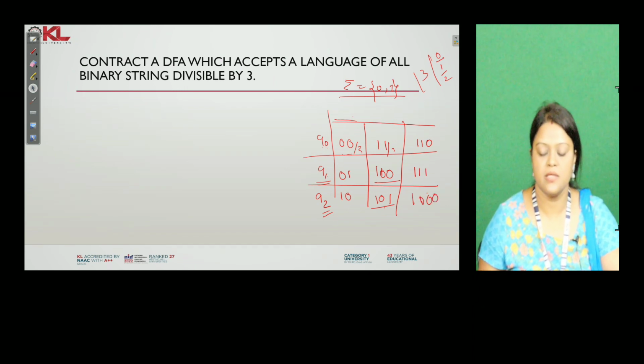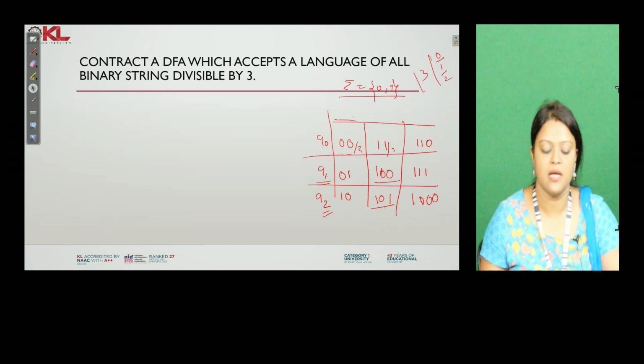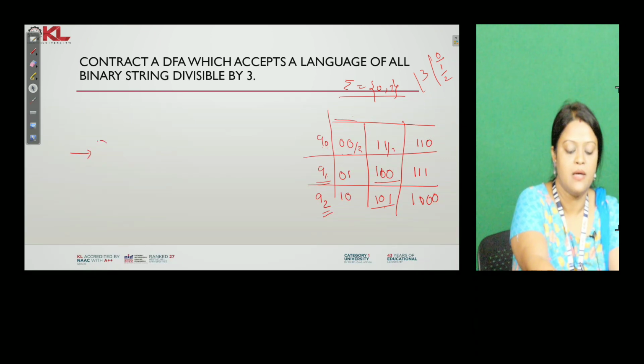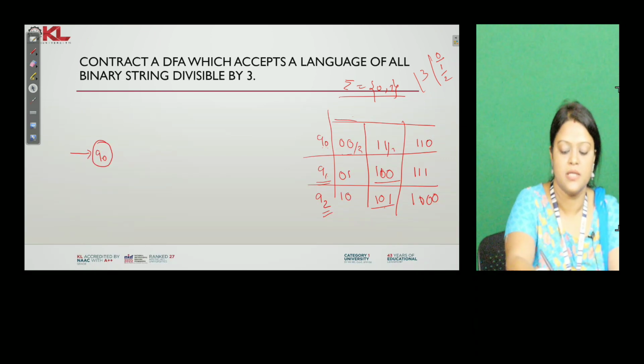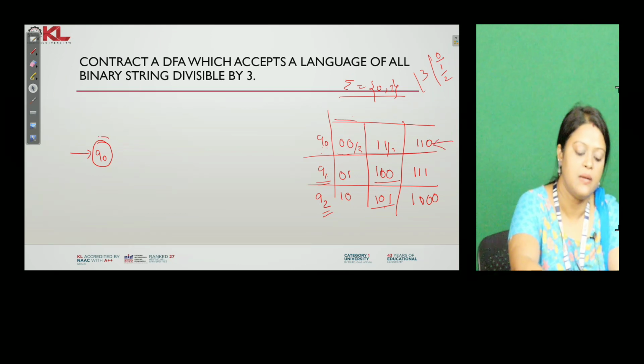Now to design this one, we can consider this diagram, or up to this much number is okay for considering. Now suppose we have the initial state, that is Q0, it is showing that Q0 is the accepting state, because it is accepting all those numbers which are divisible by 3. So we can directly mark it.